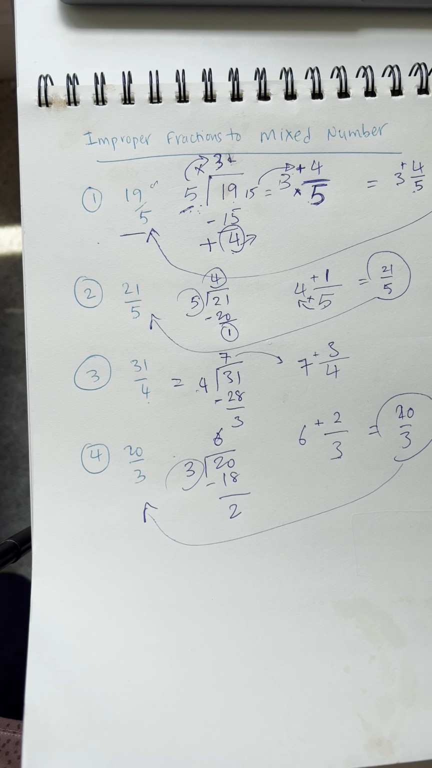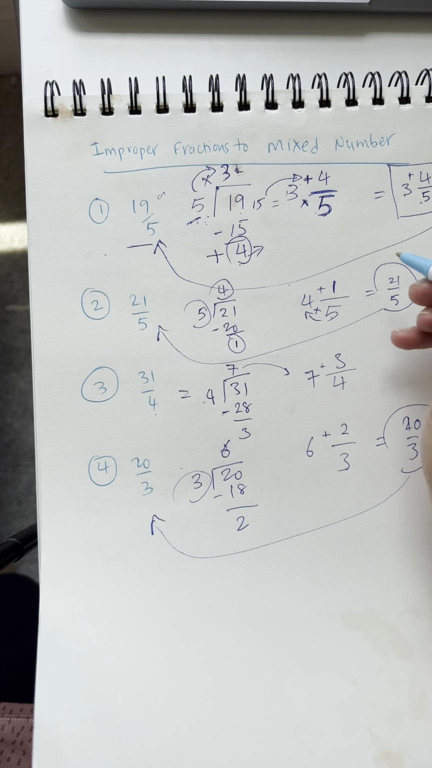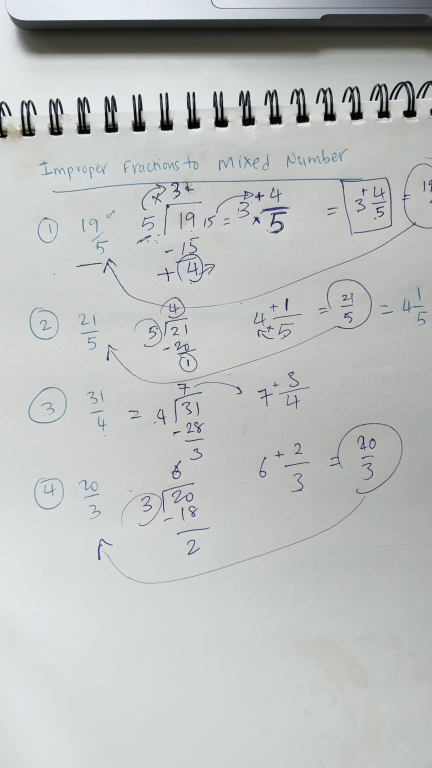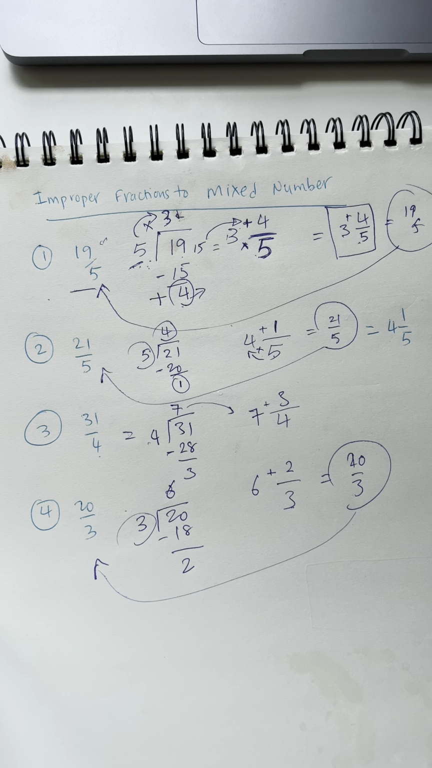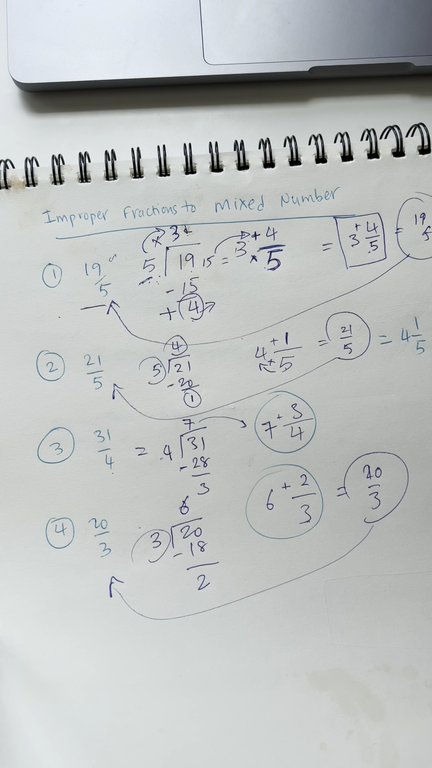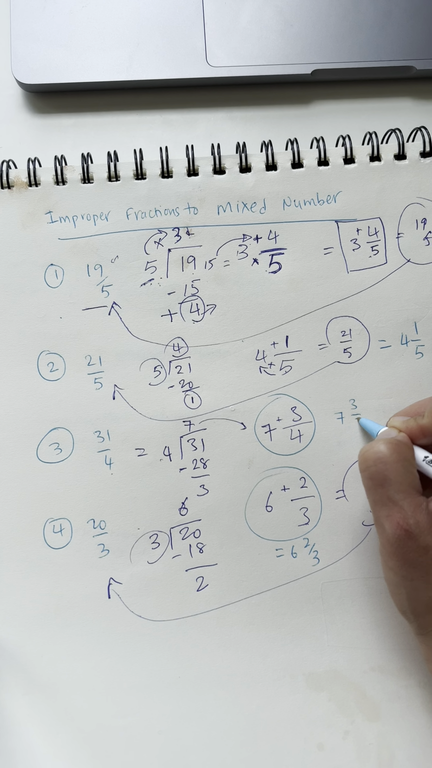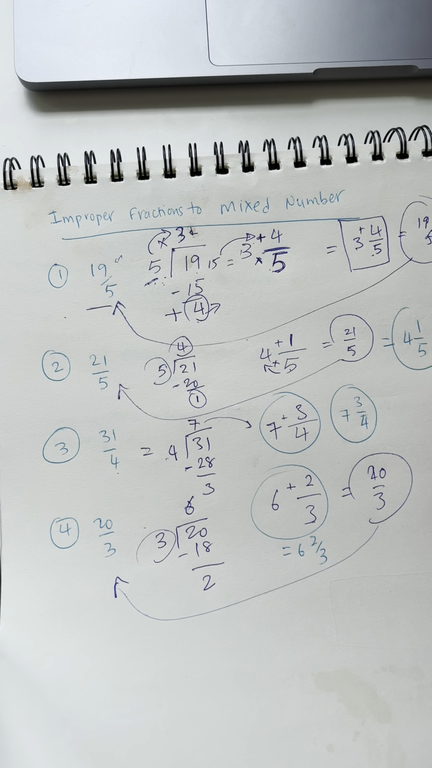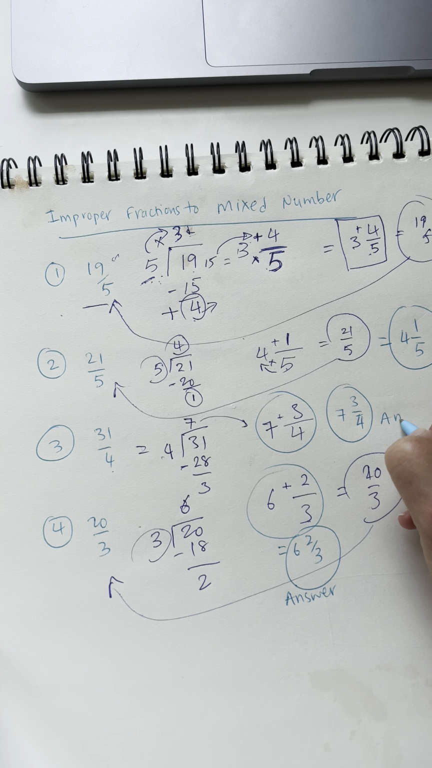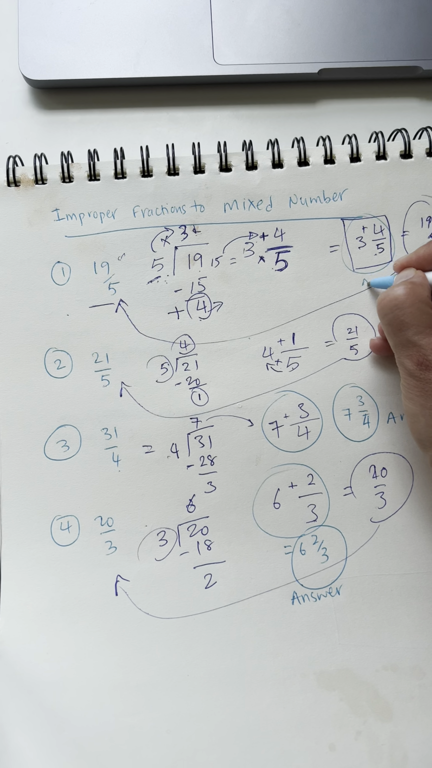Okay, so this is the answer. The answer for this one is 4 1 by 5. Sorry if you guys can see it. This is the answer here, and this is the answer here, which is 6 2 by 3, 7 3 by 4. This one. Answer. And this is our answer.